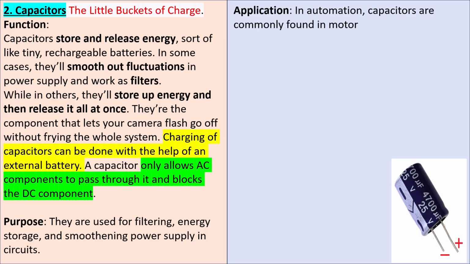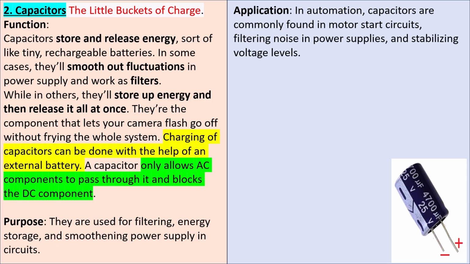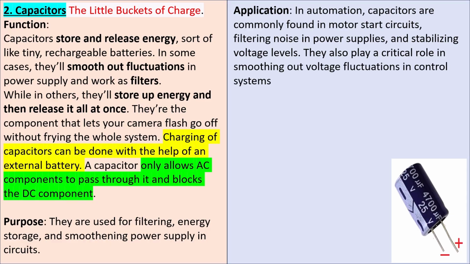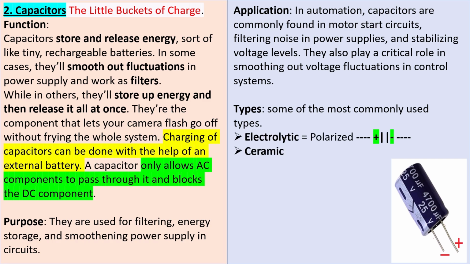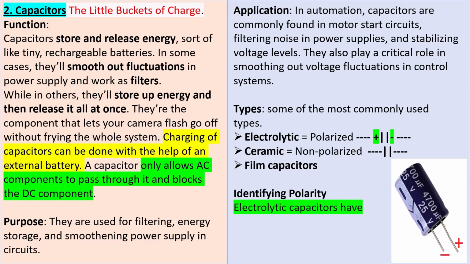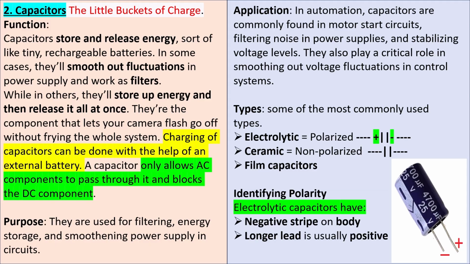The application: in automation, capacitors are commonly found in motor start circuits, filtering noise in power supplies and stabilizing voltage levels. They also play a critical role in smoothing out voltage fluctuations in control systems. Some types, the most common ones, are electrolytic, which is polarized, ceramic, non-polarized, and film capacitors. Identifying polarity: electrolytic capacitors have a negative stripe on the body, and the longer lead is usually positive.